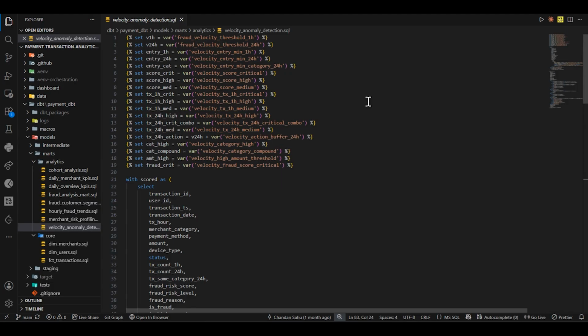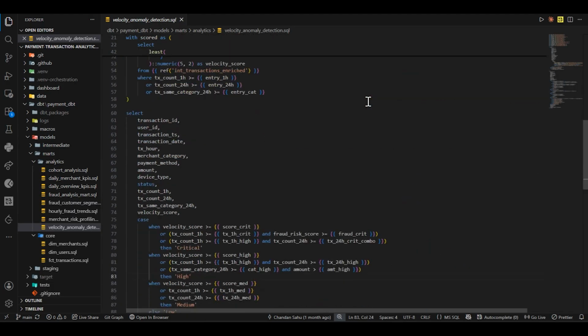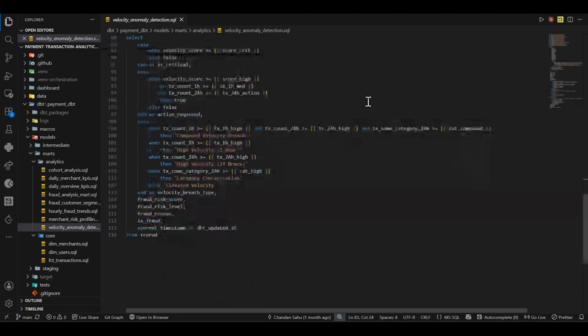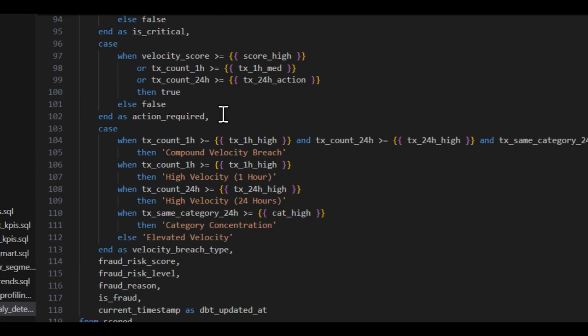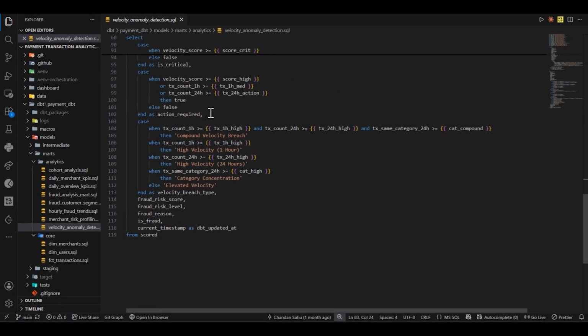Second, velocity anomaly detection. If a user hits 5 or more transactions in an hour or 15 plus in a day, they get scored and flagged with action required set to true. Basically, a prioritized work list for the operations team.